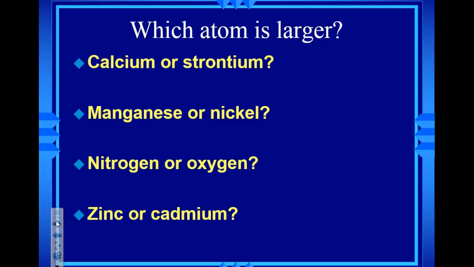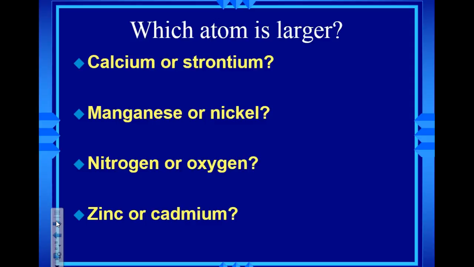Which one should be the larger of the two? Calcium or strontium? Strontium. Yes. When you go down a group, things get larger. Magnesium here, or nickel over here. Nickel. Why? Because it has a larger atomic number and is lower than it. It's in the next period. But as we go across a row, what happens?